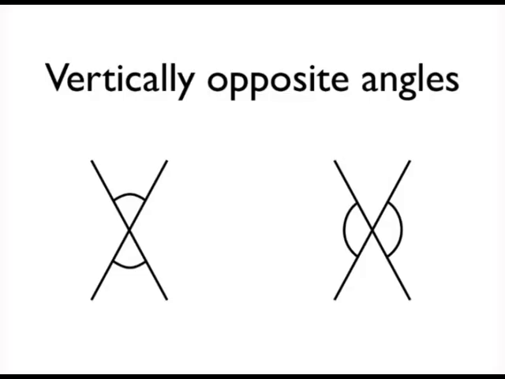Next, vertically opposite angles. When two lines cross each other, four angles are formed. The marked angles on each diagram are a pair of vertically opposite angles. On the left diagram, the vertically opposite angles are acute angles, but the right one has obtuse angles, which are vertically opposite angles, even though they may seem horizontally oriented.